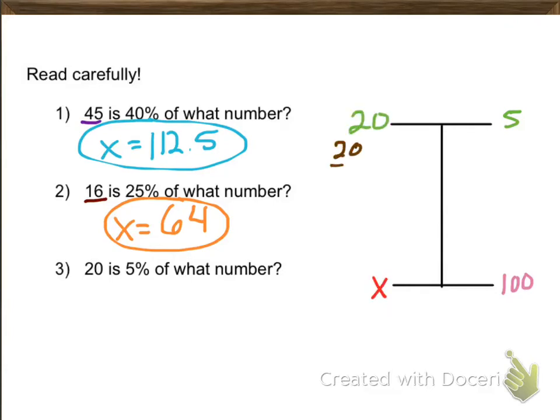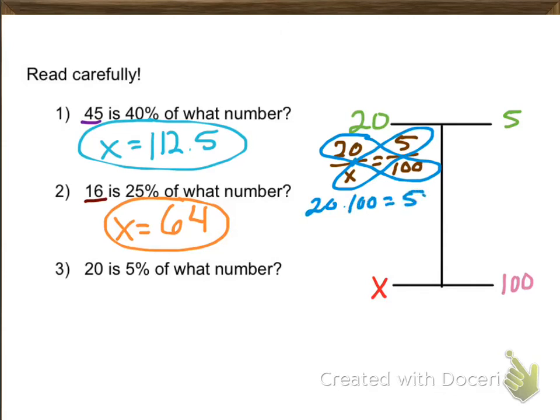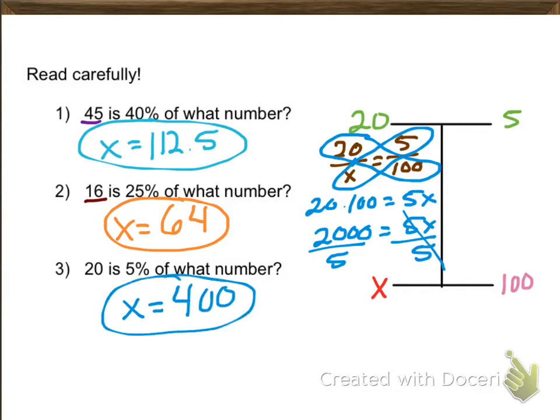So 20 over x. Set up my proportion, and then I'm going to cross multiply. So I cross multiply, and then I am going to end up dividing by 5 because that's with my x, and it's going to give me x is equal to 400.